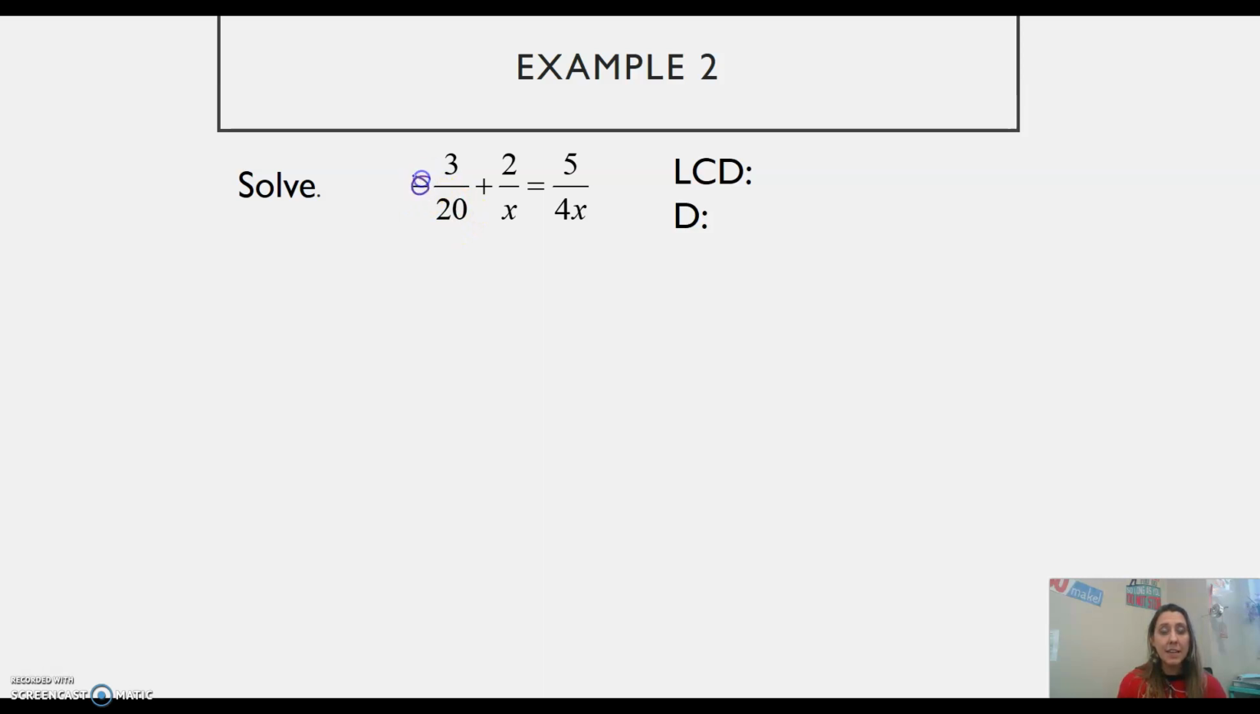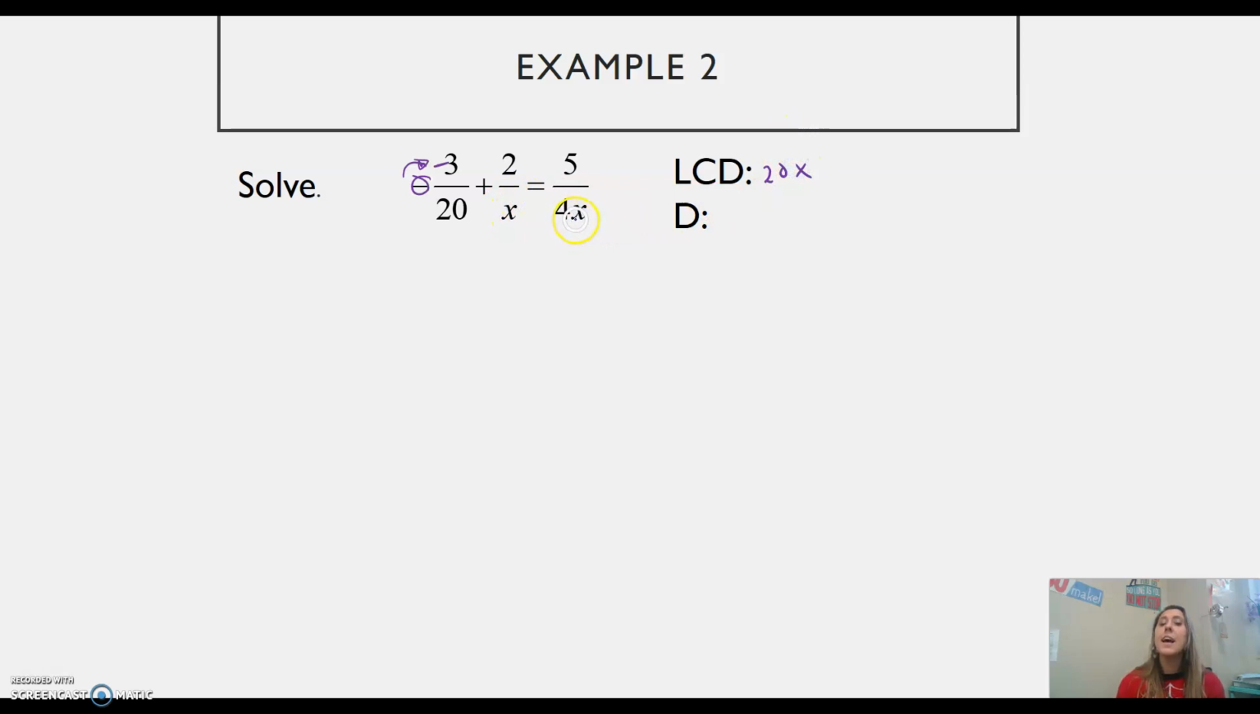So I'm going to take this negative and throw it out front and make this a negative 3. That is the same thing. That's just going to help me later on. So my LCD for this, well, I've got a 20. That's everything in the first one. This one has an x, so I'm going to do times x.